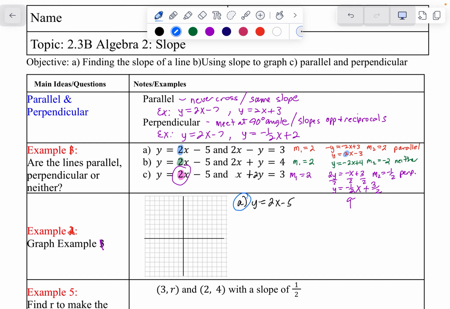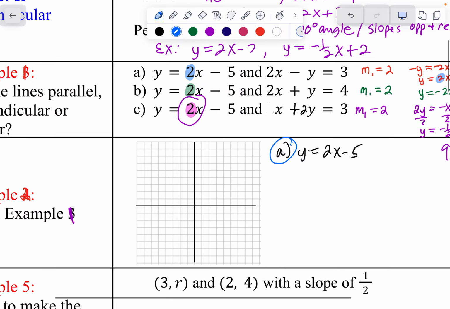So let's think about how we graph it. Start at -5. Your starting place is always your y-intercept. Count up 2 over 1, up 2 over 1. Now we want it to be very nice and straight as much as you can because we're comparing it with some other lines.